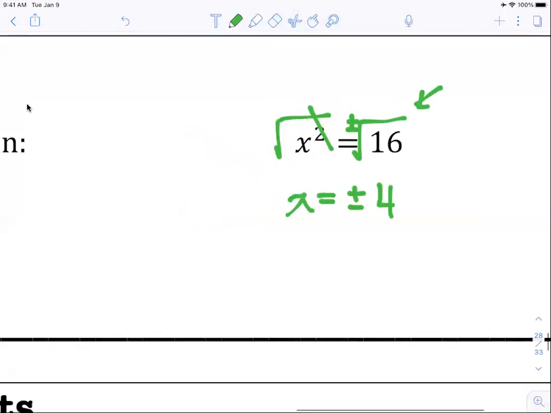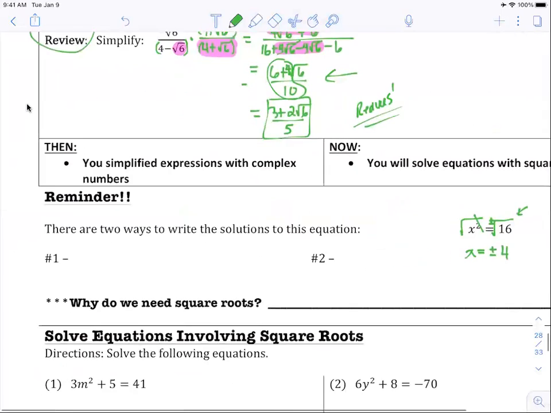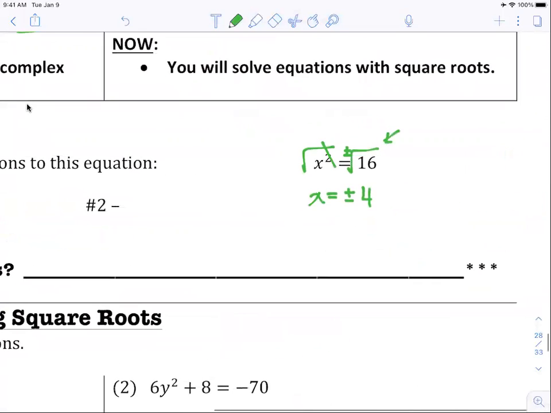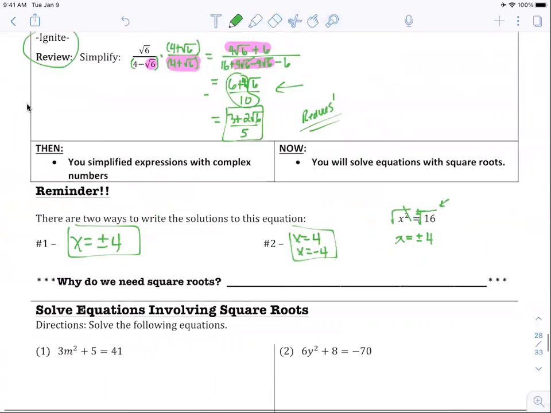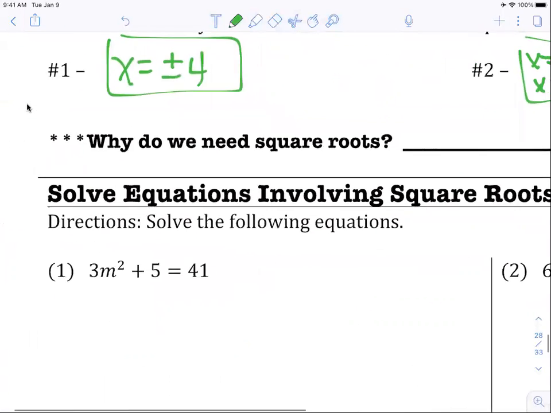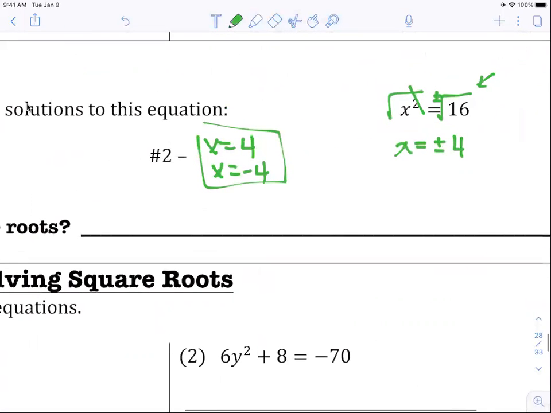In terms of ways to write your answers, you can write your answer as x equals plus or minus 4. That's fabulous. If you're the student who likes writing them separately, you can write it separately like this as well. It does not matter which way you write it. You do have to recognize, though, that there are 2 solutions, okay? So why do we need square roots? They are the inverse of squaring.